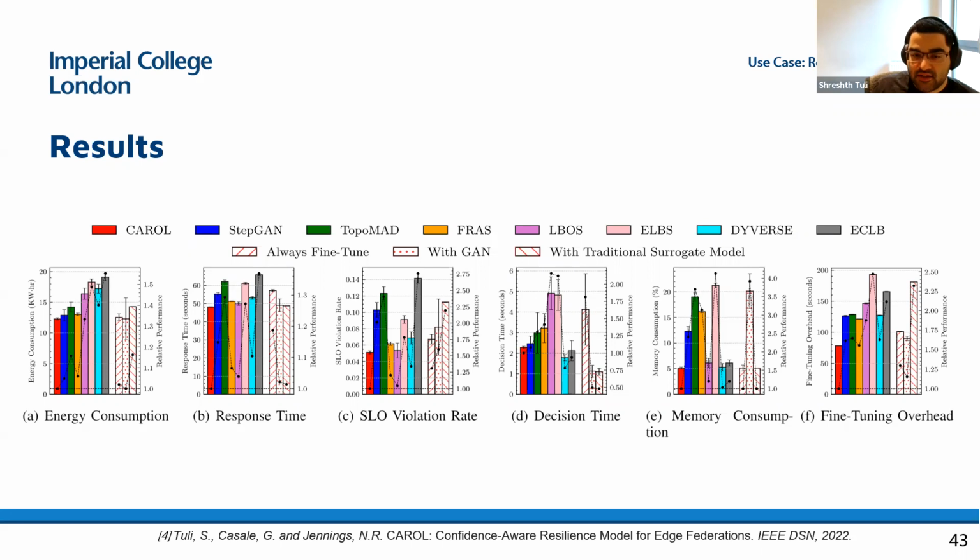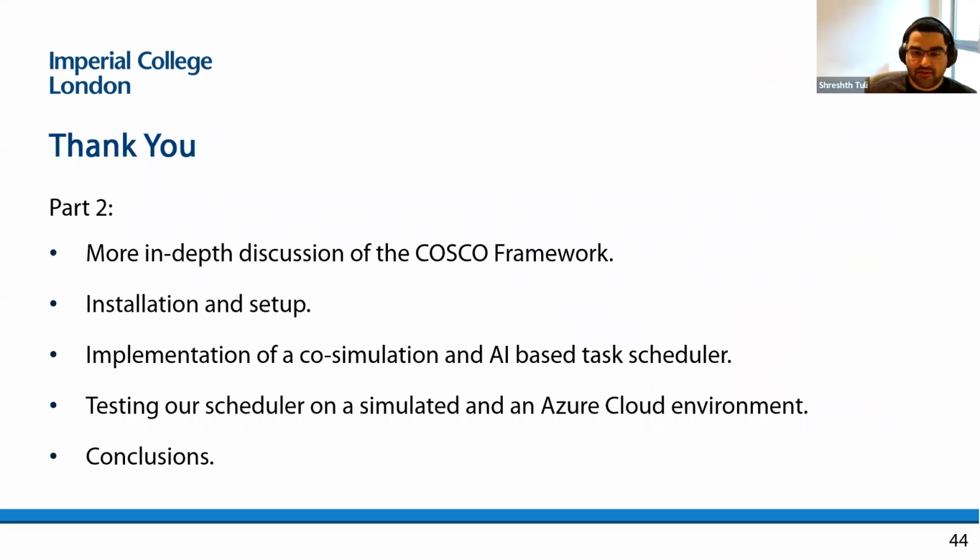So this was the last case study that I wanted to discuss as part of this subsection of the tutorial. And in the next half, we'll have a more in-depth discussion of the Costco framework. I'll describe how to install and set it up. And we shall implement a very basic co-simulation and AI-based task scheduler in Costco. And we'll test it both in a simulated environment and a Microsoft Azure-based cloud computing setup. And then we shall conclude with an elementary discussion of how these methods can be extended for future research.